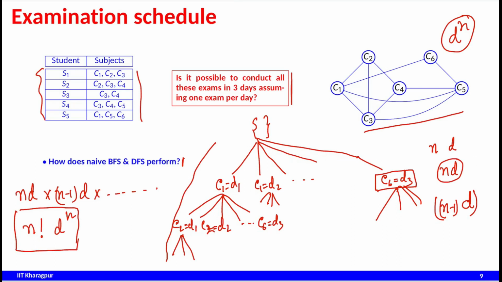Then what will happen? In each level I have d options. So in this level I have d options, and again for each one I will have only d options. So I can reduce the search space to d to the power n. So if you use a naive DFS and BFS, it can perform very poorly. So you have to be very, very careful.